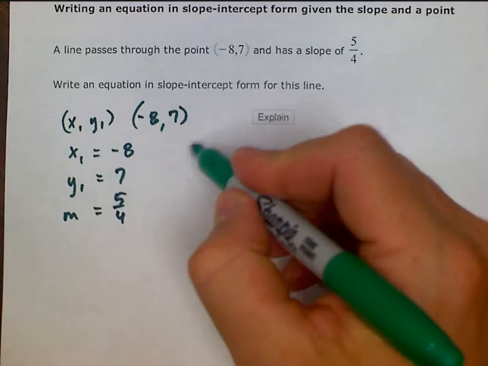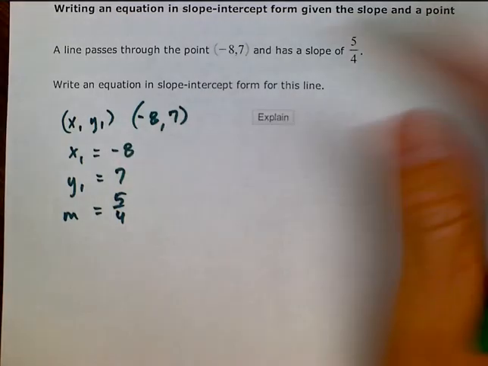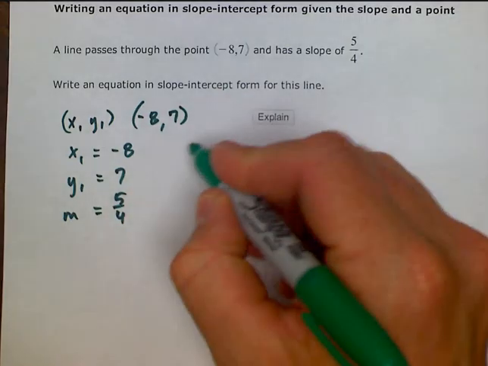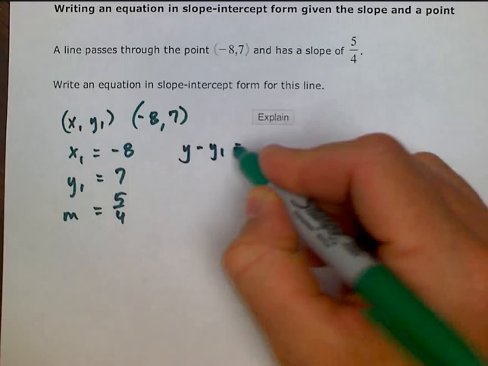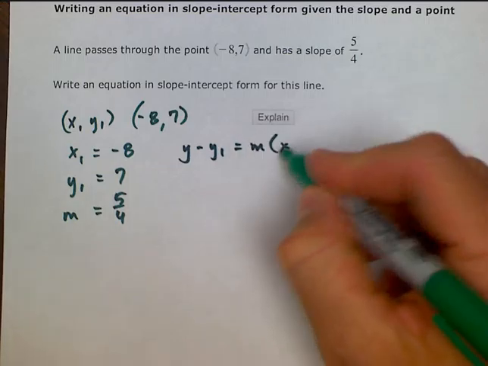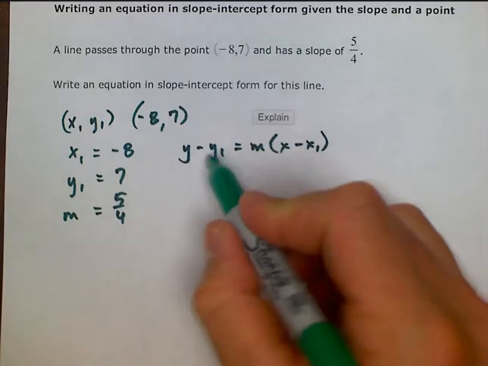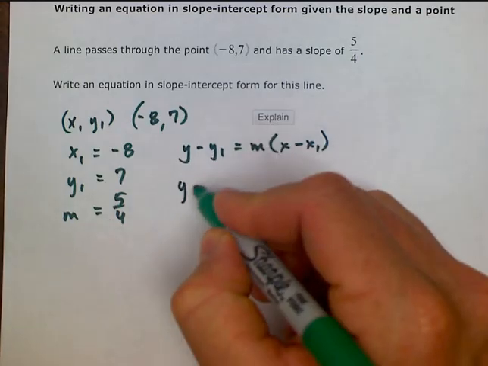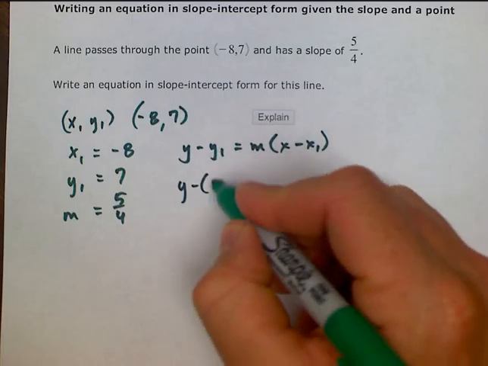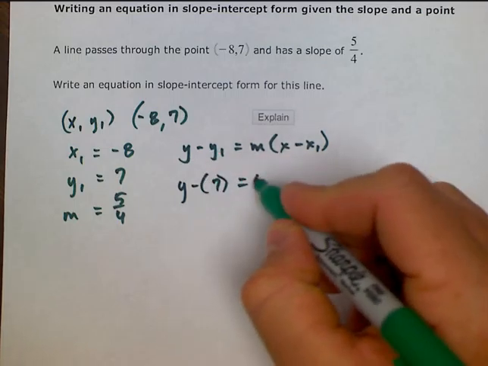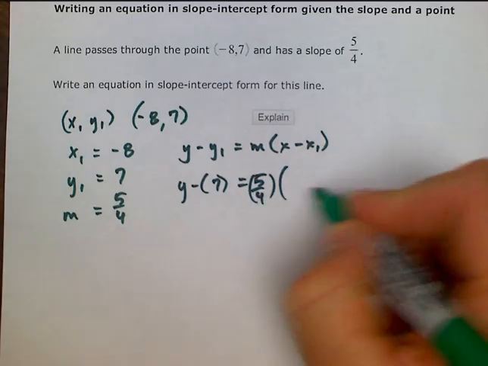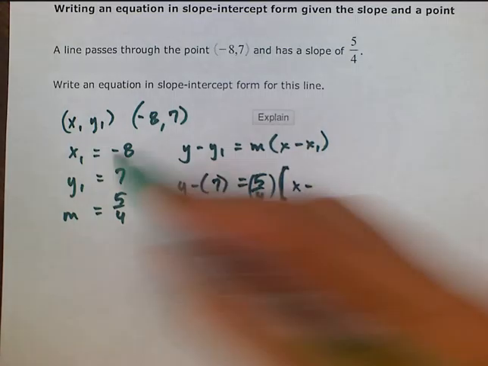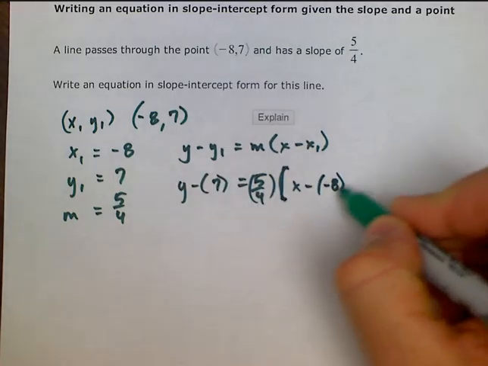So I could use my point slope formula, which makes sense. I have a point, I have a slope, and then just simplify it down into slope-intercept form. Y minus y1 is equal to slope m times x minus x1, where x1 and y1 are my point and m is my slope. So I would just go ahead and plug in those important values. Y minus y1 is equal to 7. My slope is 5/4 times x minus, well, let's go ahead and make this brackets, x minus x1, which is a -8.